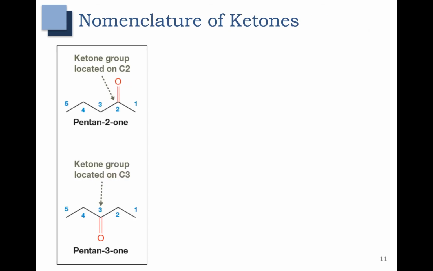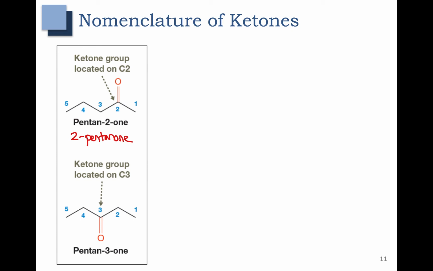Let's look at some examples of ketones. Here we have 2 examples of pentanone. In this top example, we are numbering to put the ketone on the 2 position. If we numbered from the left, 1, 2, 3, 4, the ketone would be on 4. So we call this pentan-2-one, or you can also say 2-pentanone.